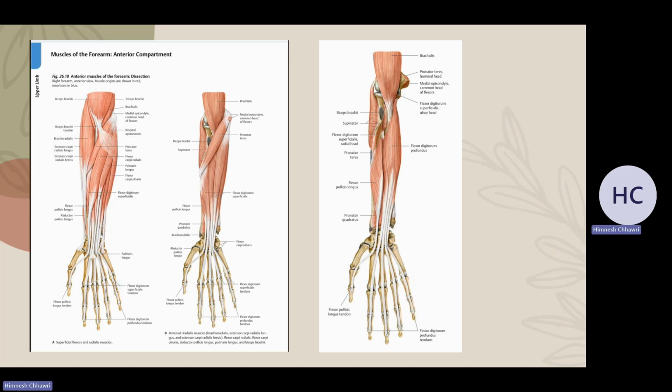Then we have the flexor carpi radialis, only has one origin, medial epicondyle of humerus, inserts into base of second and third metacarpal, I'd say. Remember, base of second and third metacarpal, okay? Base of second and third metacarpal. Then we have the palmaris longus, medial epicondyle, same, inserts into the palmar aponeurosis.